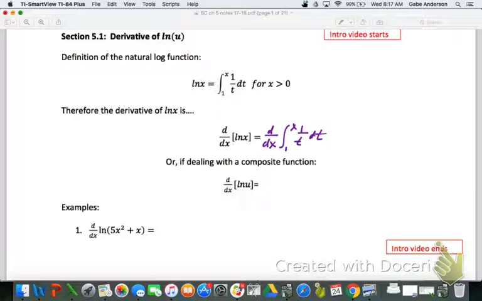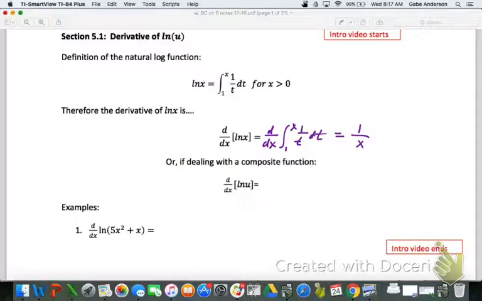Hopefully you recognize on the right side that we have FTC2 happening, and so with that we will recognize that the derivative and the integral will cancel each other out, and the x simply drops in where the t is. We get 1 over x. Technically we multiply by the derivative of what we dropped in, so it'd be times 1. I'm not going to bother to write that right now. And so the derivative of ln of x is 1 over x.